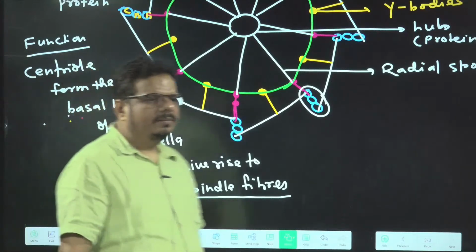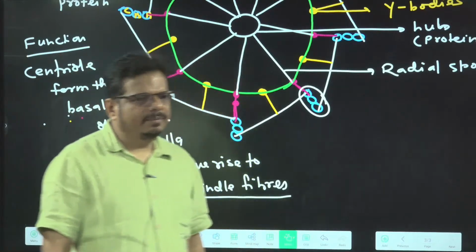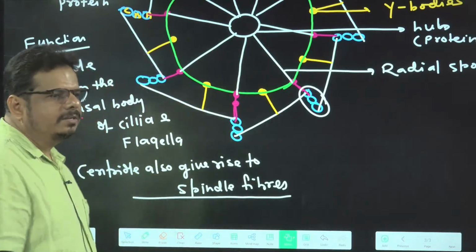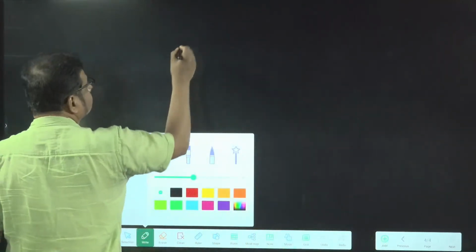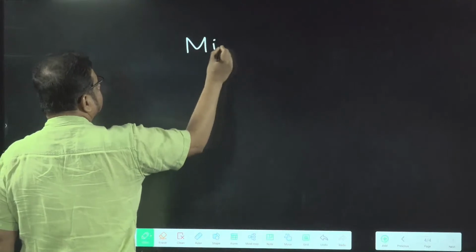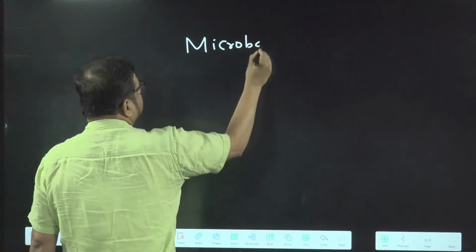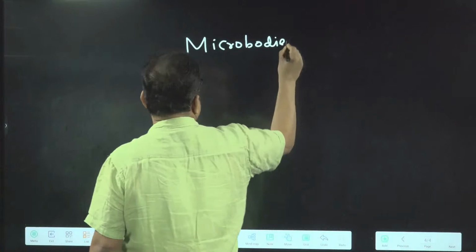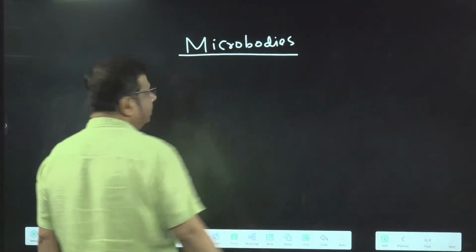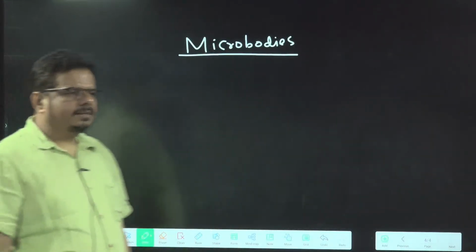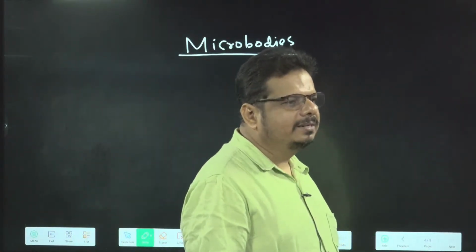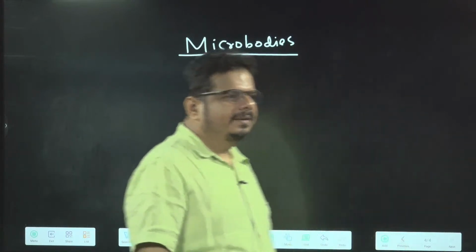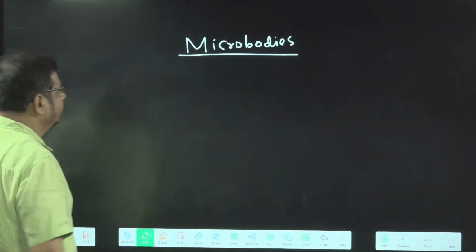Now we are going to deal with microbodies. Then we will come to the nucleus. So first we are going to deal with microbody. Microbodies. In the last line of the chapter, it is written in cell structure, after nucleus, in NCERT, 2 lines. Right, so what is microbody?